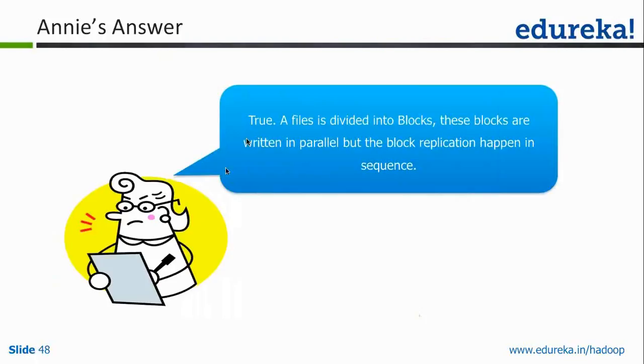Annie has won a little bit. A lot of people, Annie, I told you, right? Annie will be happy this time. She is very considerate in the beginning. From next class onwards, the questions of Annie will be much more difficult to answer, guys. So be prepared, and you should be very careful in reading the questions. Now, true: a file is divided into blocks. These blocks are written in parallel, but the block replication happens in sequence. So Annie has given you an explanation as well. Good.